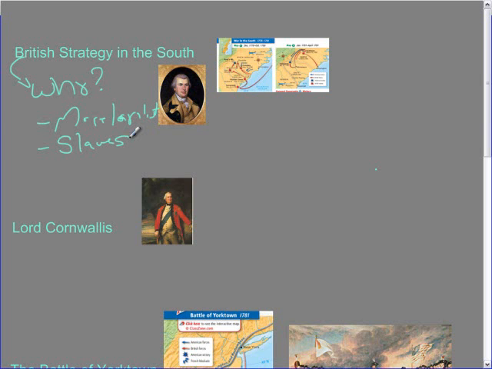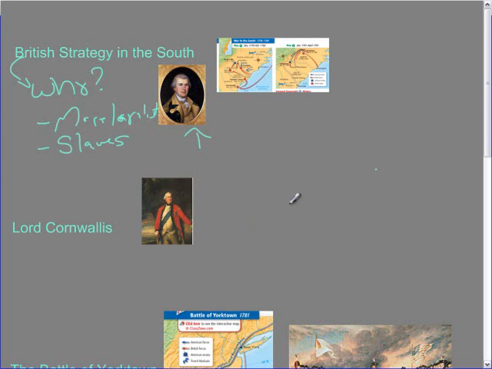But the Southern strategy falls apart rather quickly, mainly because Nathaniel Greene, who is in charge of the American Southern Army later on, does a very good job of getting his troops in order, and he's a very good strategist, and he does a lot of good things in terms of planning.